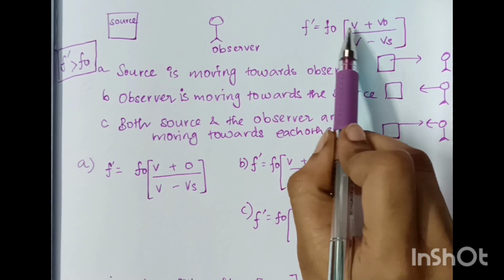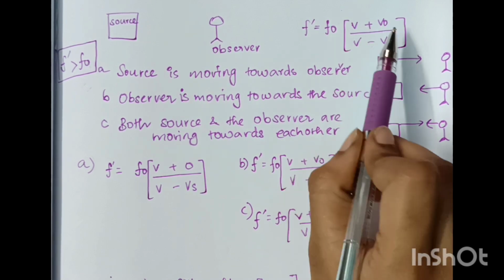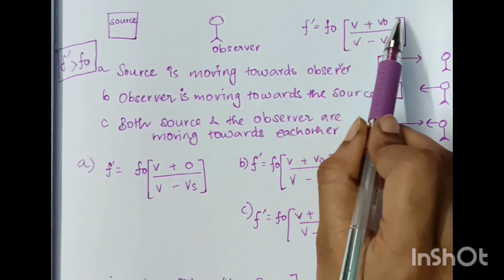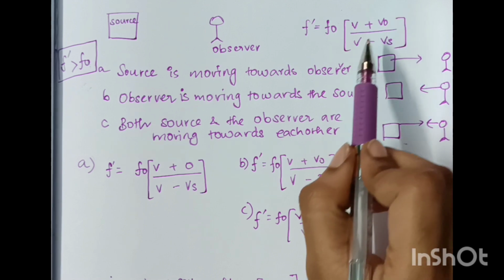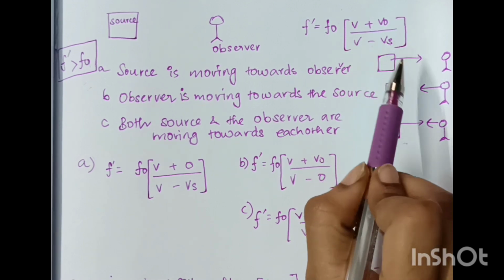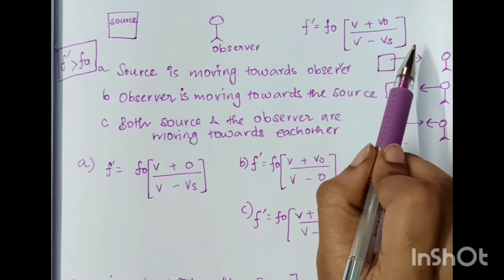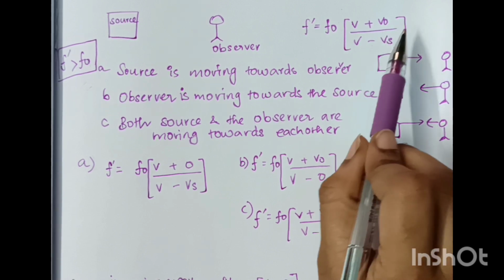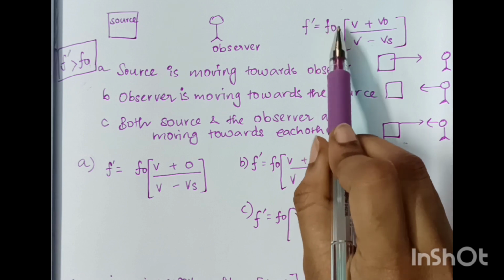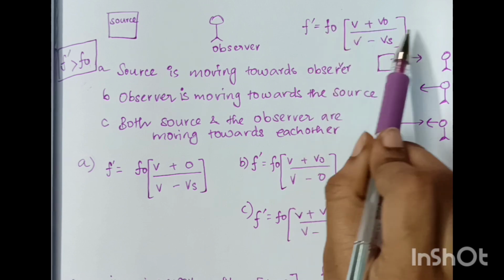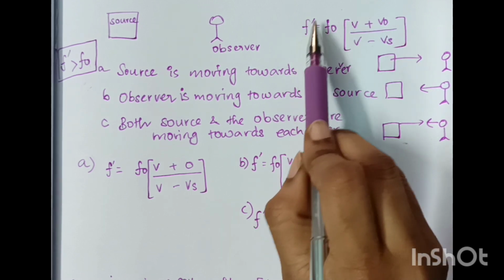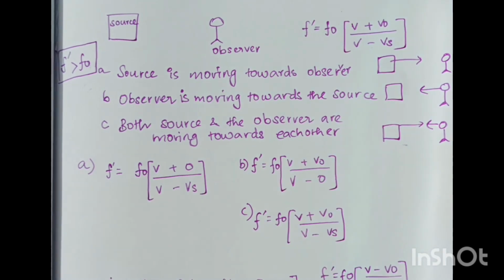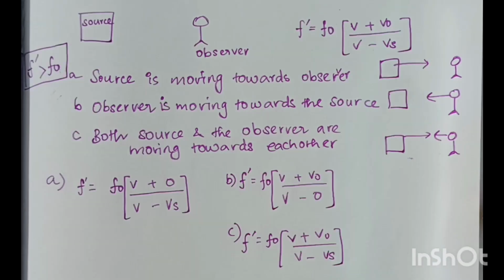If we take 330 plus, if velocity of observer is 30, 330 plus 30 will be 360 on the top, and 330 minus 30 will be 300. So 360 by 300, that value is actually greater than 1. So fo is multiplied by a number which is greater than 1. So automatically f dash is greater than fo. This is the logic which you have to understand.